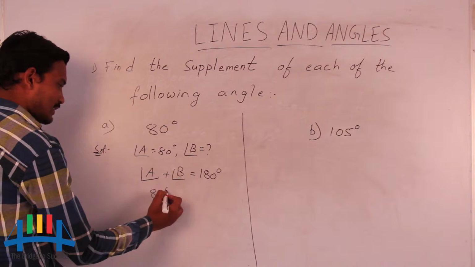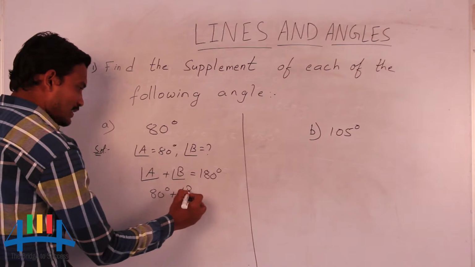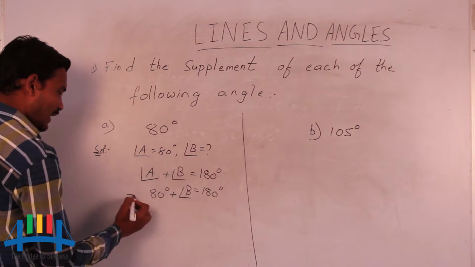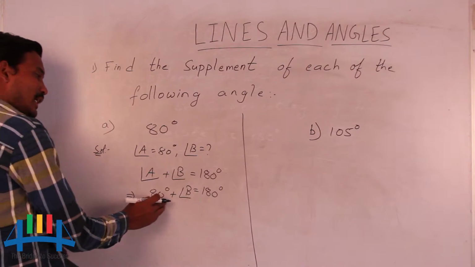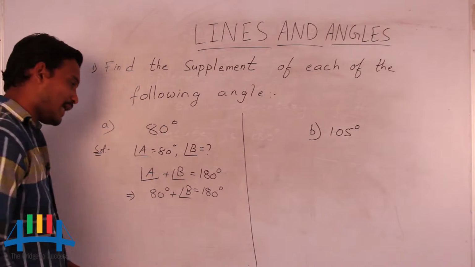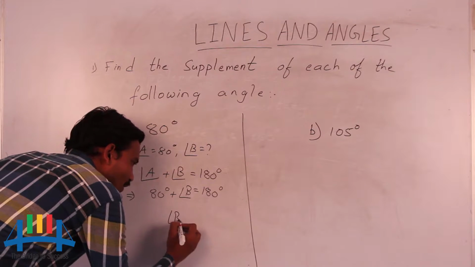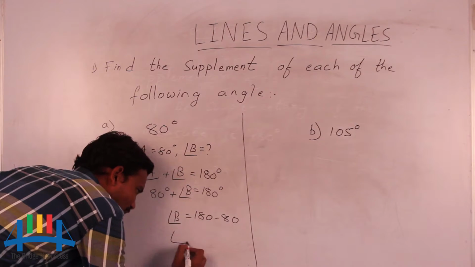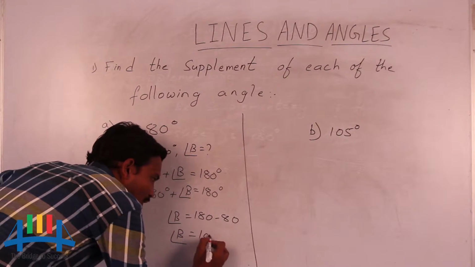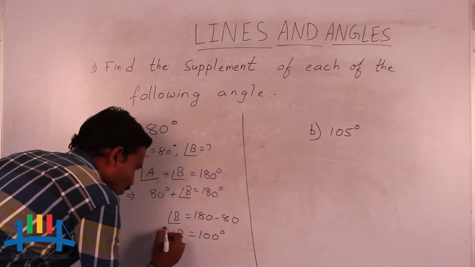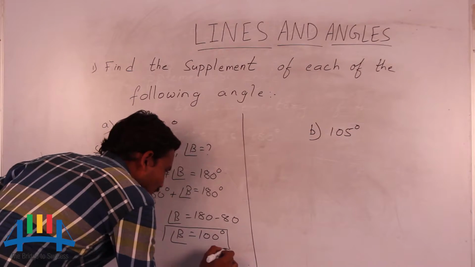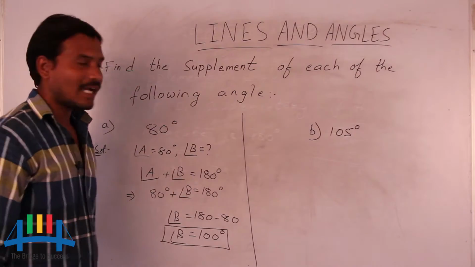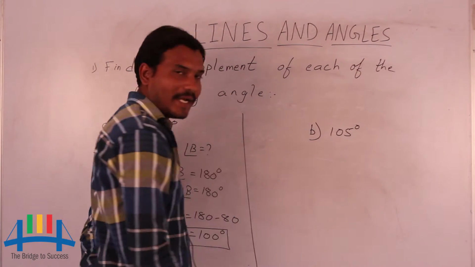So 80 degrees plus angle B is equal to 180 degrees. Now if I transpose 80 degrees to the RHS, it will become minus 80. So angle B is equal to 180 minus 80. So 180 minus 80 is nothing but 100 degrees. Therefore, angle B is equal to 100 degrees. So now we got the supplement of the given question. Now we will go for another example, that is the B question, that is 105 degrees.